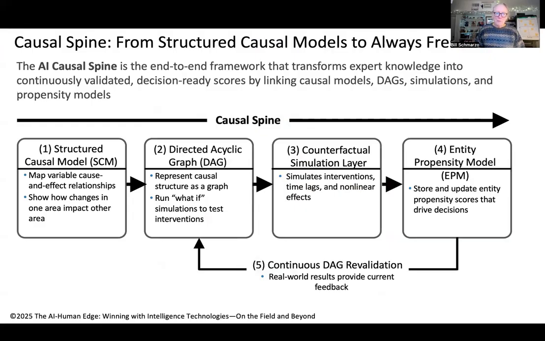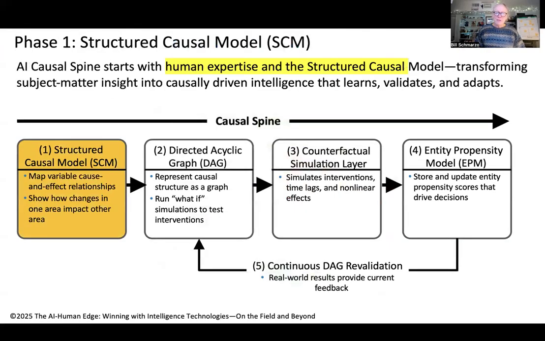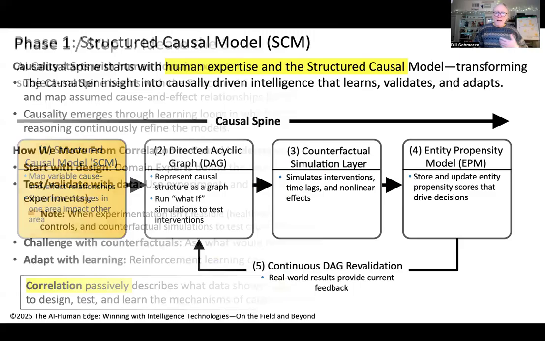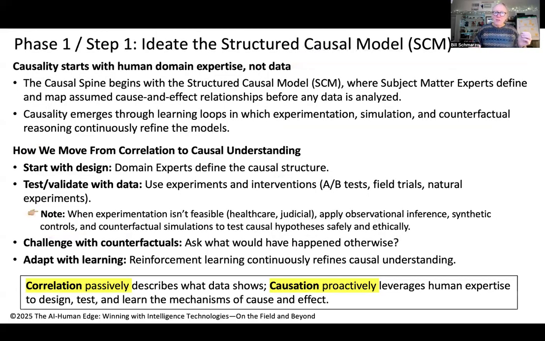And so let's dive through this process. The first step is structured causal modeling, which is to basically bring in the subject matter experts and to understand and map the variables and their relationships, right? This starts with human domain expertise. It doesn't start with data.